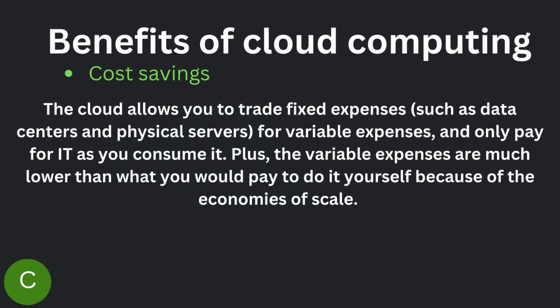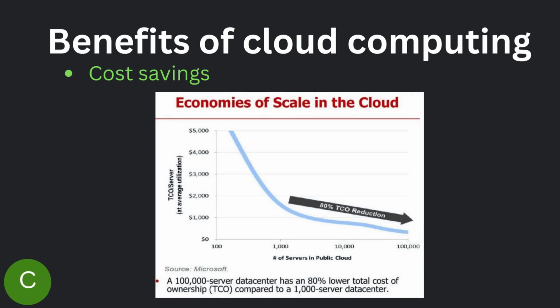Plus, the variable expenses are much lower than what you would pay to do it yourself because of economies of scale. Now, what does that mean? What are economies of scale? Cloud providers save organizations money because they purchase computing resources in massive quantities at lower cost. When companies utilize these shared resources, they avoid the substantial upfront capex cost of purchasing their own expensive infrastructure. That is the concept of economies of scale.